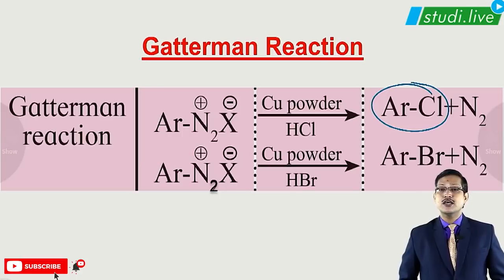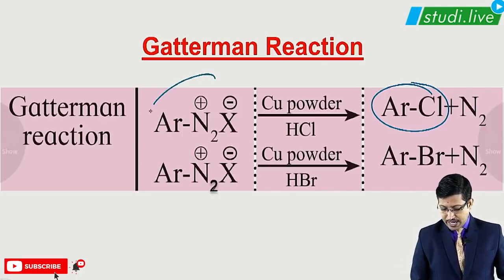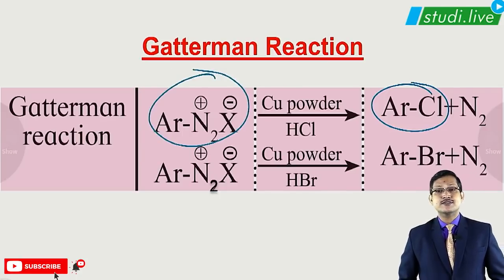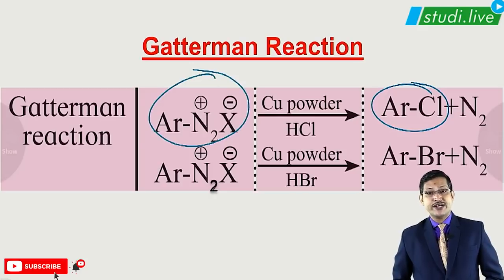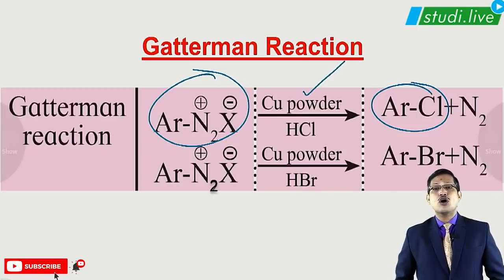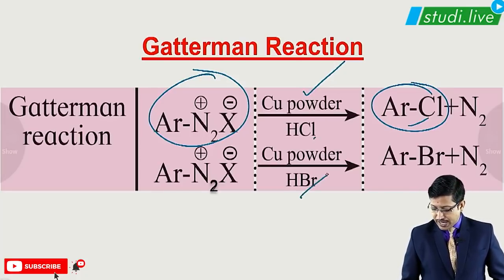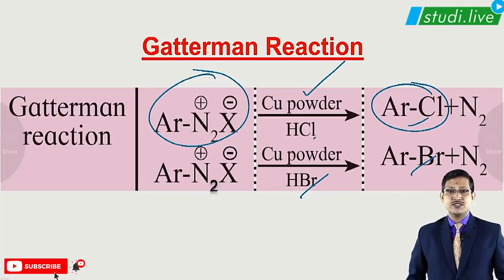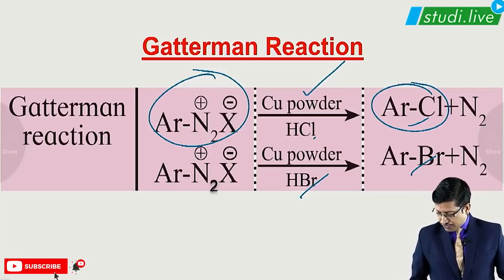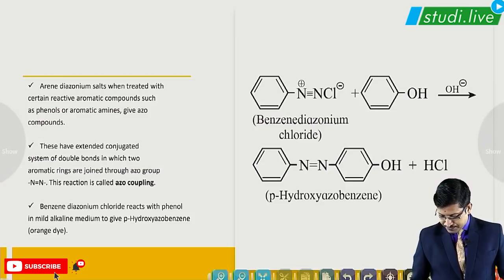This is ArCl, chlorobenzene. So ArN2+ X-. This is benzene diazonium chloride. When it reacts with copper powder and HCl, it gives you chlorobenzene. If it is reacting with HBr, then it will give you bromobenzene. So for the Gattermann's reaction, you can have chlorobenzene formation or you can have bromobenzene formation.